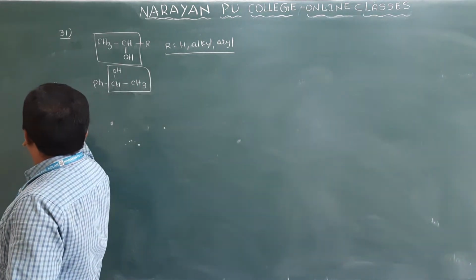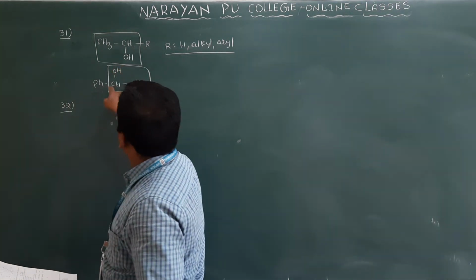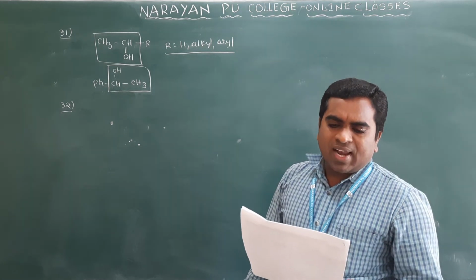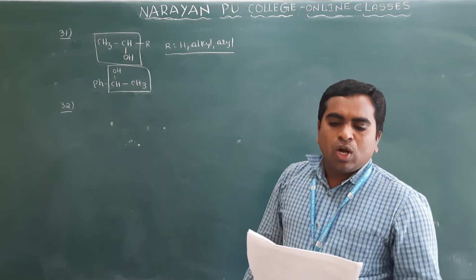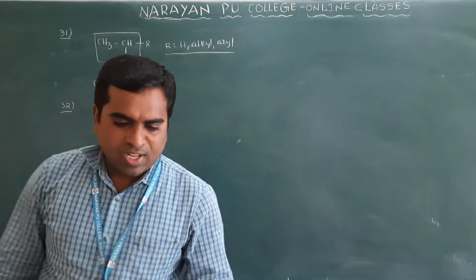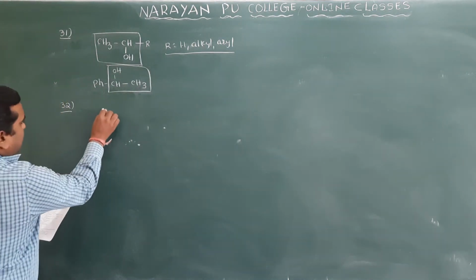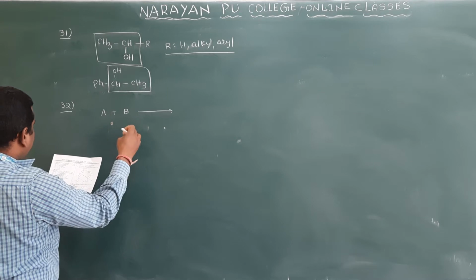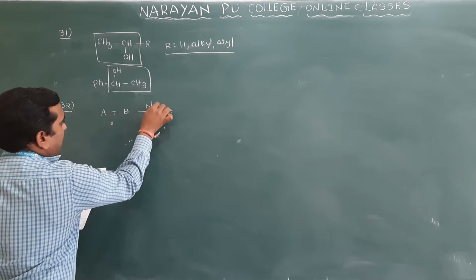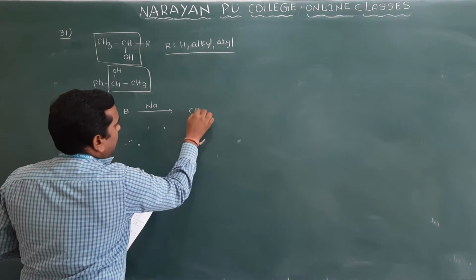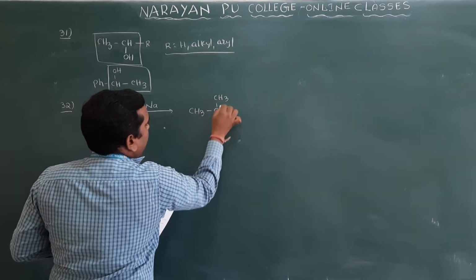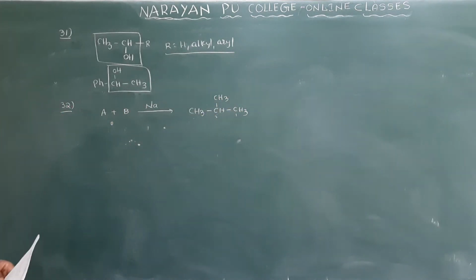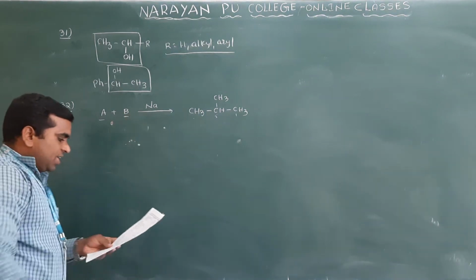Clear? Next one, 32. Check whether the CH3CHOH group is there or not. On treating a mixture of two alkyl halides with sodium metal in dry ether, 2-methylpropane was obtained. Clear? So assume compound A and compound B react with each other in the presence of sodium metal Na, and give the compound 2-methylpropane. This is propane, 3 carbons, and on the second carbon a methyl is there.